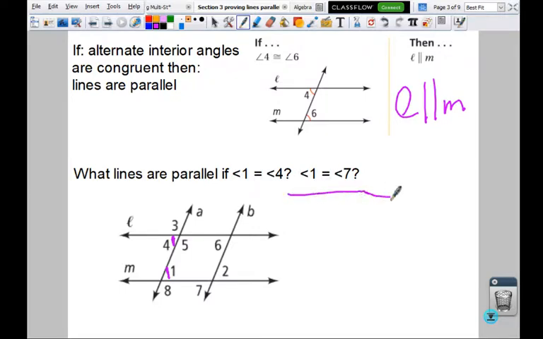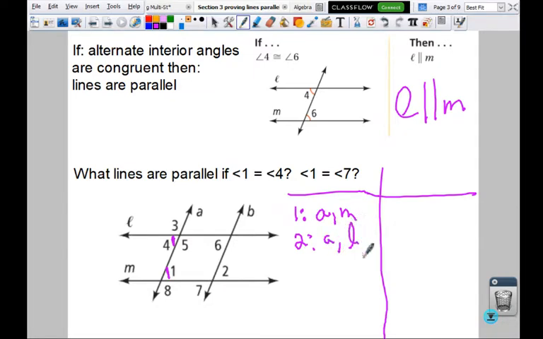There are 2 questions here, so I'm just going to separate them a little bit. For angle 1, what lines does angle 1 touch? A and M. What lines does angle 4 touch? A and L. What parallel lines show up in this list? M and L. Or L and M, it doesn't really matter. So M is parallel to L, based off of angle 1 and angle 4.